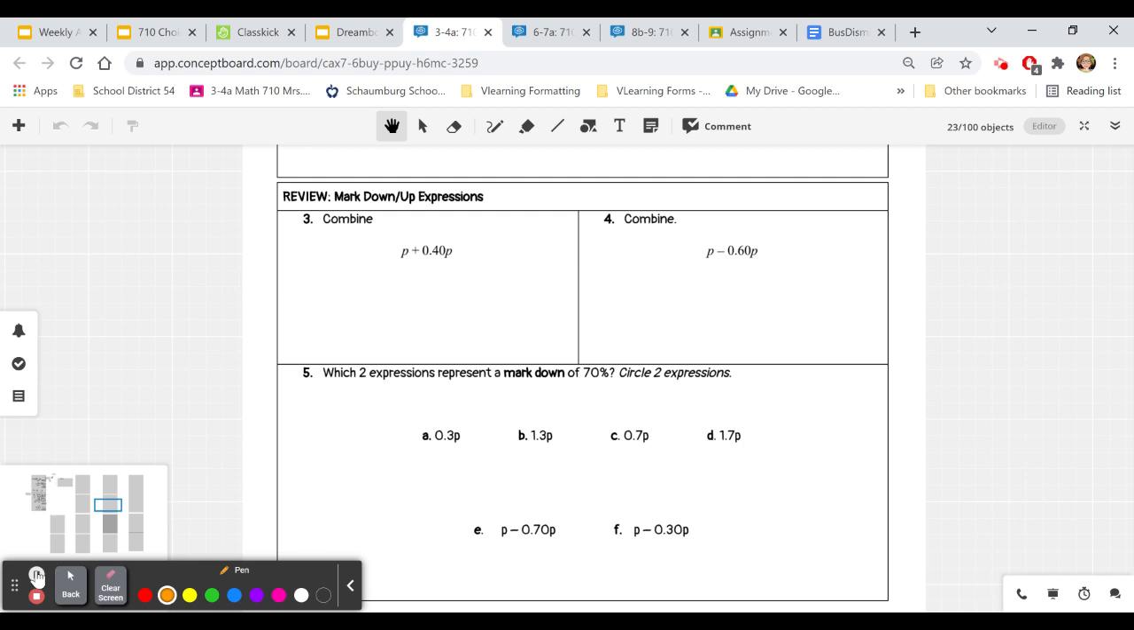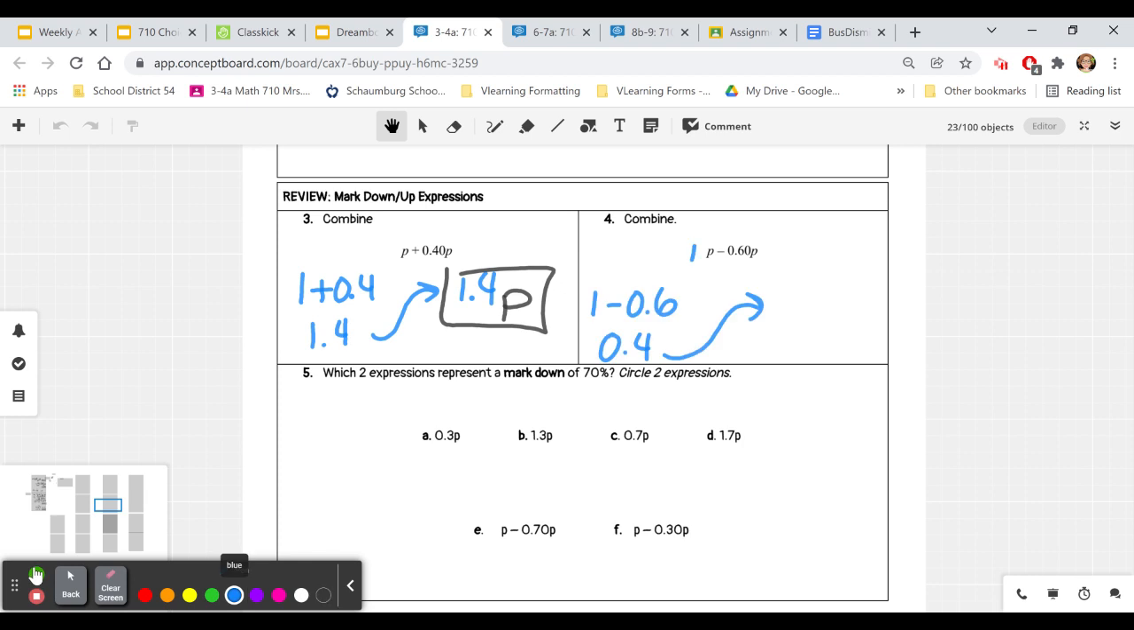The final thing we want to show you is some review of some things we've done in the past, and it's been a while since we looked at markdown and markup expressions. We want to combine them. So when we have a markup, we pretend that there is a 1 in front of this variable, and then we combine like terms. We can combine our 1 and our 0.4, and then we keep the variable p. So this is going to be 1.4p. Let's do the next one. Try it on your own.